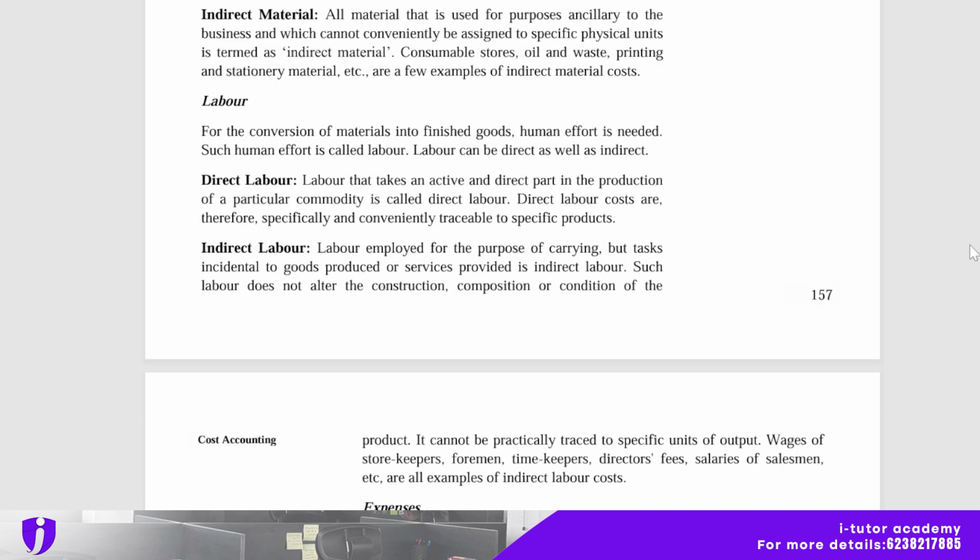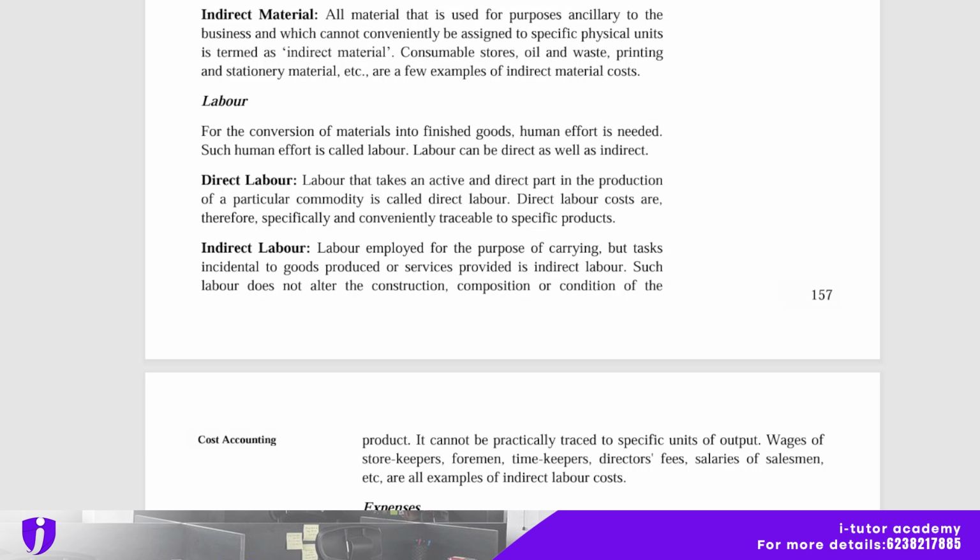And indirect materials: all material that is used for purposes ancillary to the business and which cannot conveniently be assigned to a specific physical unit is termed indirect material. And consumable stores, oil and waste, printing and stationery material, etc. are a few examples of indirect material cost.